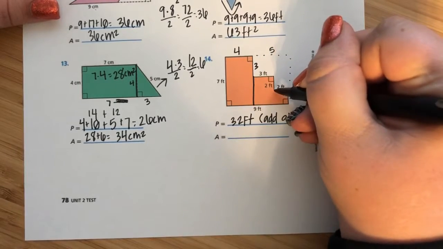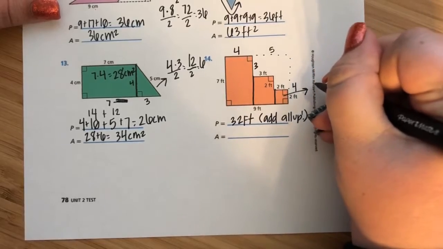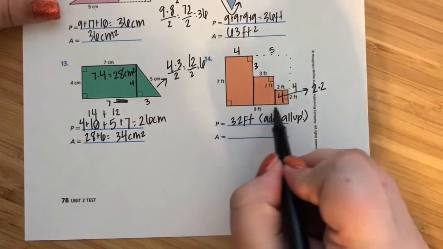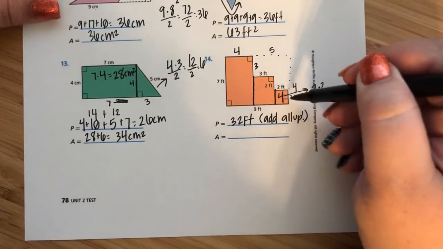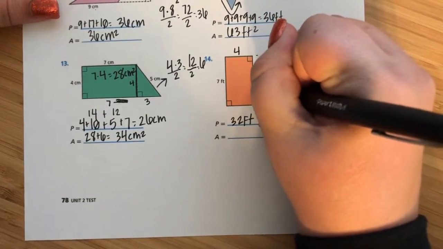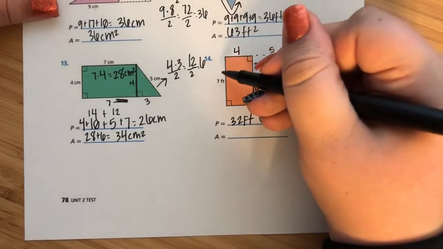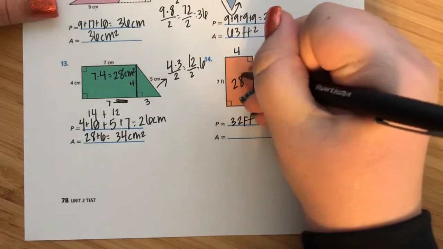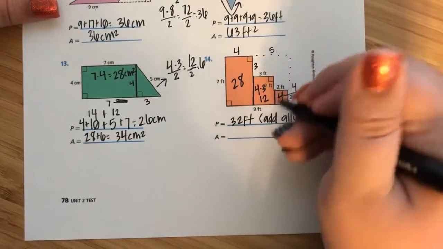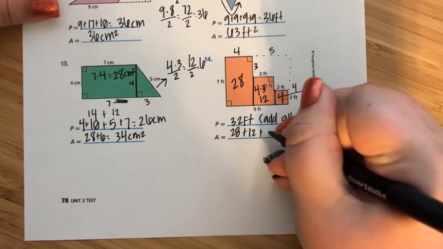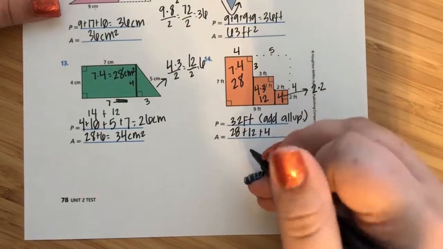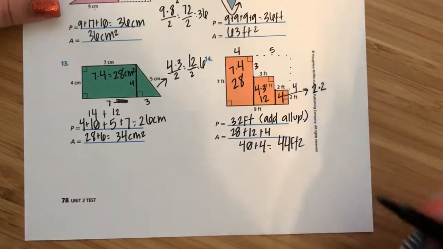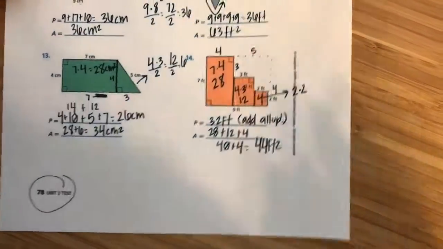So now it's my turn to decide how I want to split these up. I'm going to do, I guess technically, 2 rectangles and a square. Because that bottom little nub has 2 multiplied by 2, which is 4. Now it's 3 multiplied by 4, which is equal to 12. And 4 multiplied by 7, which is equal to 28. I add it all up: 28 plus 4 plus 12. So it's going to be 44, because I have 40 plus 4, which is 44 feet squared. That's my final answer for the area. And that's page 78.